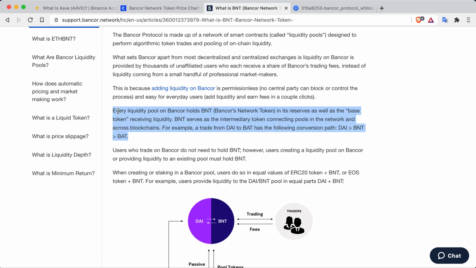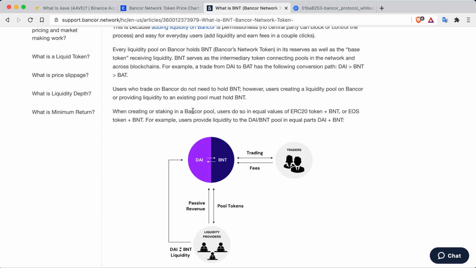Now, every liquidity pool on Bancor holds BNT, Bancor Network Token, in its reserve as well as the base token receiving liquidity. BNT serves as an intermediary token, connecting pools and networks across blockchains. For example, a trade from DAI to BAT token, Basic Attention Token, has the following conversion path: DAI, BNT, BAT. Users who trade on Bancor do not need to hold BNT. However, users creating a liquidity pool on Bancor or providing liquidity to an existing pool must hold BNT. That makes sense. It also sounds fairly simple, and it sounds fair.